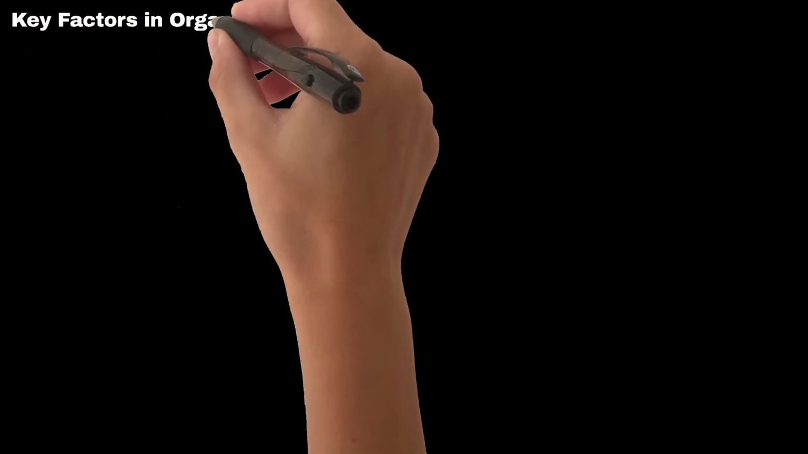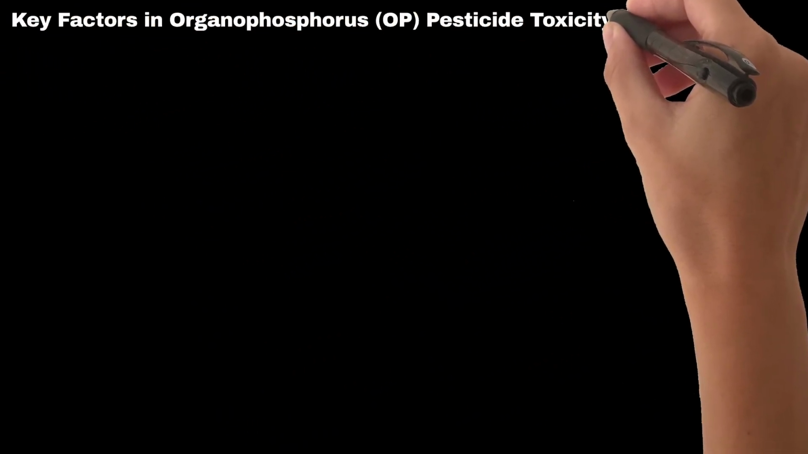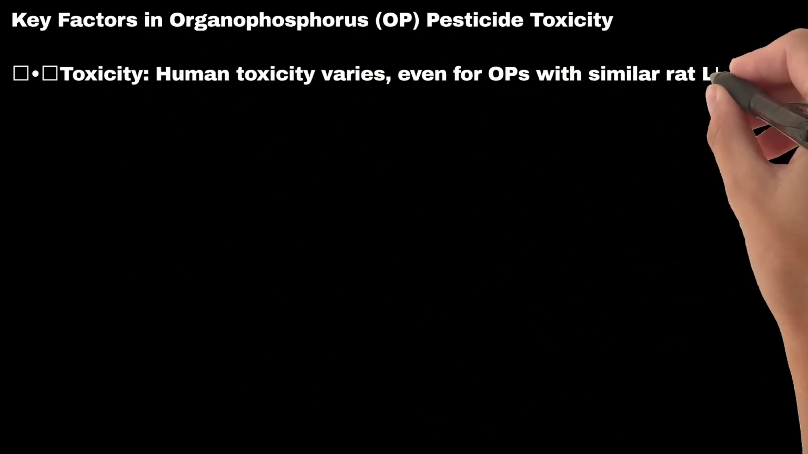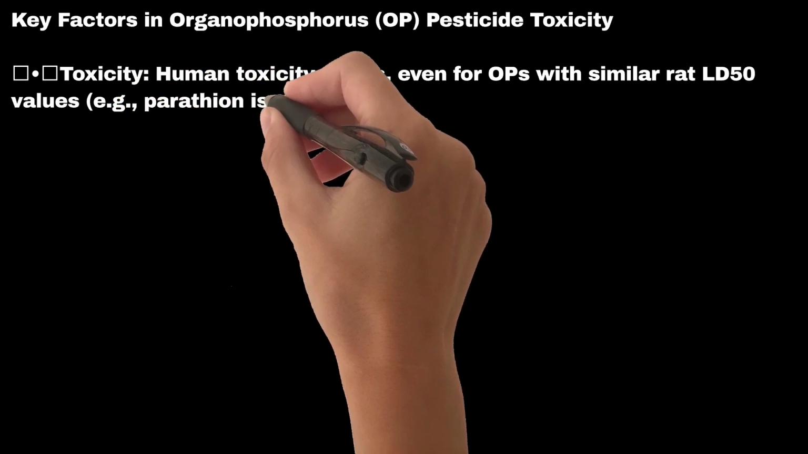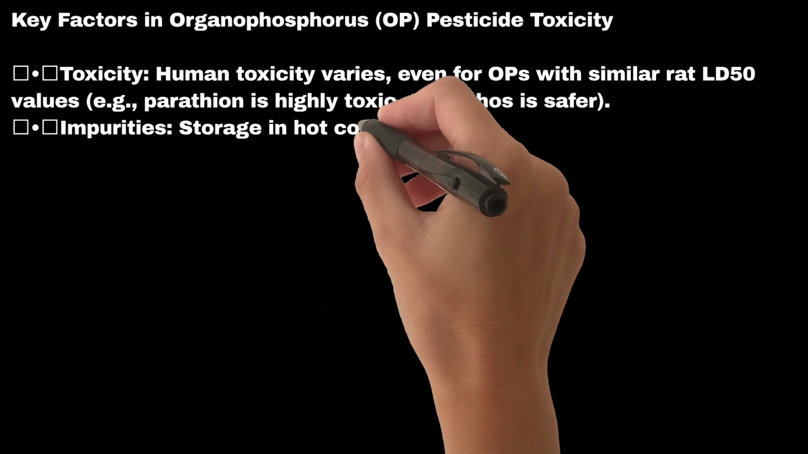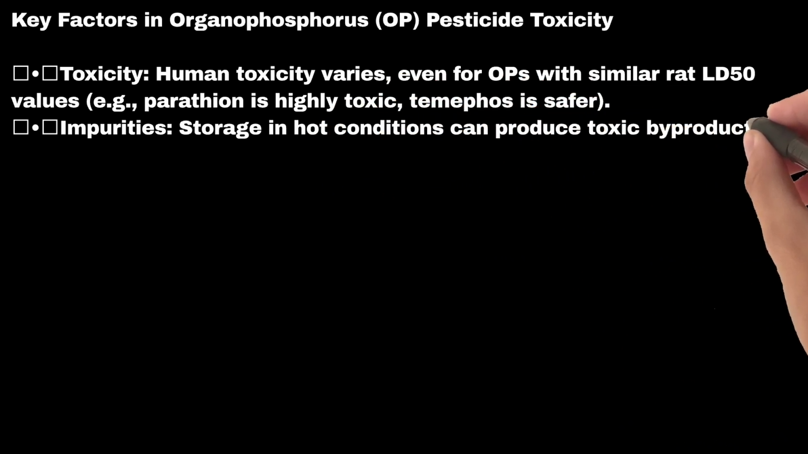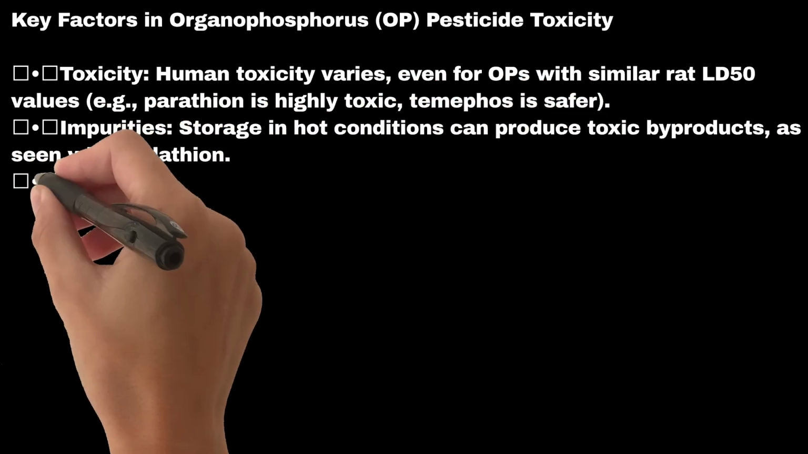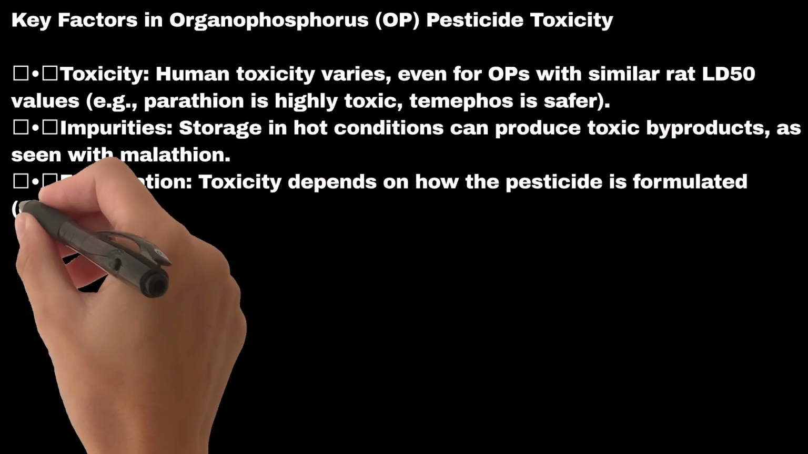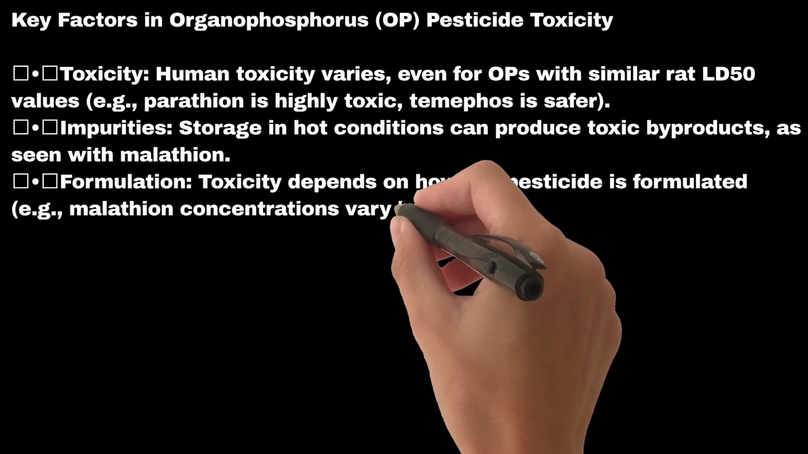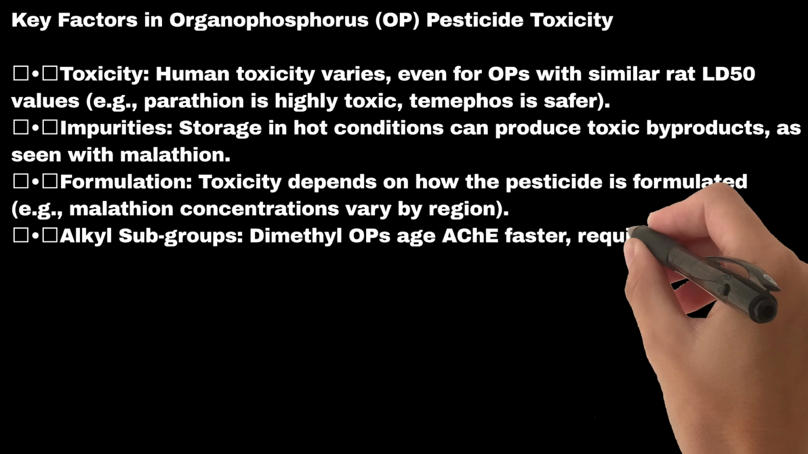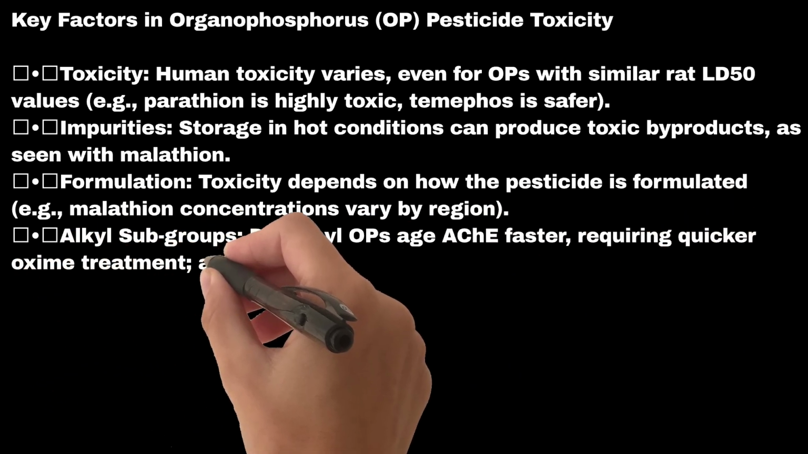Key factors in organophosphorus, OP, pesticide toxicity. Toxicity: human toxicity varies, even for OPs with similar rat LD50 values, e.g., parathion is highly toxic, temephos is safer. Impurities: storage in hot conditions can produce toxic byproducts, as seen with malathion. Formulation: toxicity depends on how the pesticide is formulated, e.g., malathion concentrations vary by region. Alkyl subgroups: dimethyl OPs age acetylcholinesterase faster, requiring quicker oxime treatment.